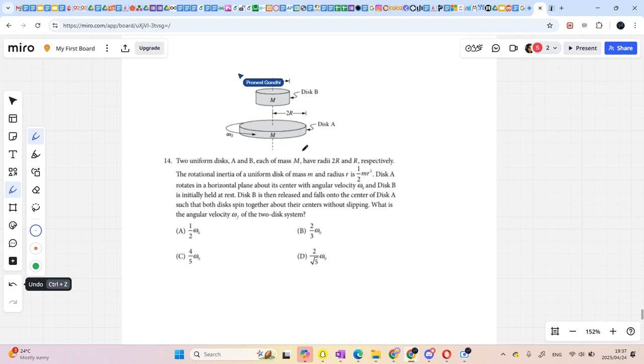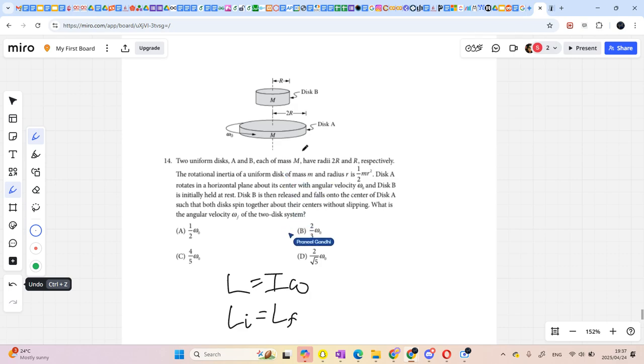So this problem is conservation of angular momentum. Again, our formula for angular momentum is L equals I omega. And so our initial will have to equal our final. Initially, disk A is moving and disk B is stationary.